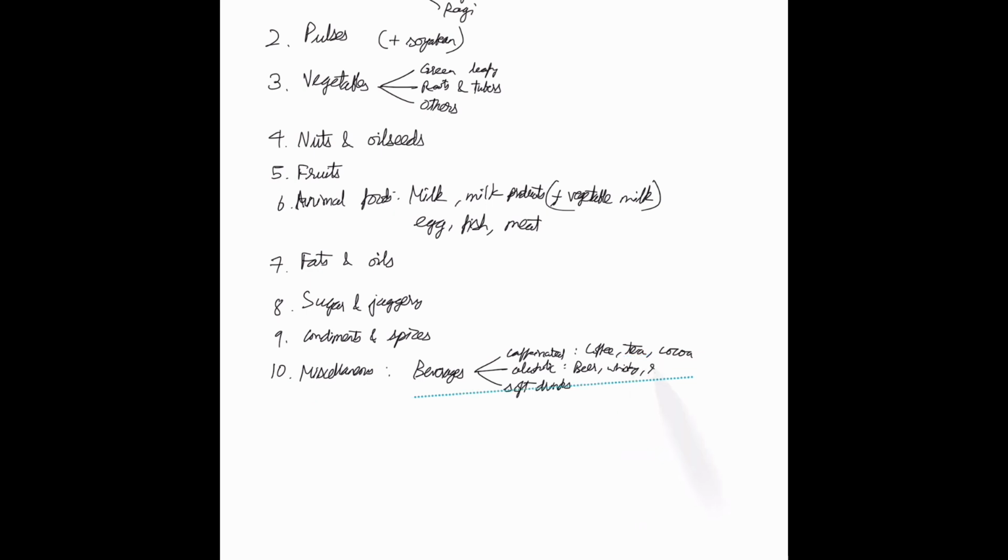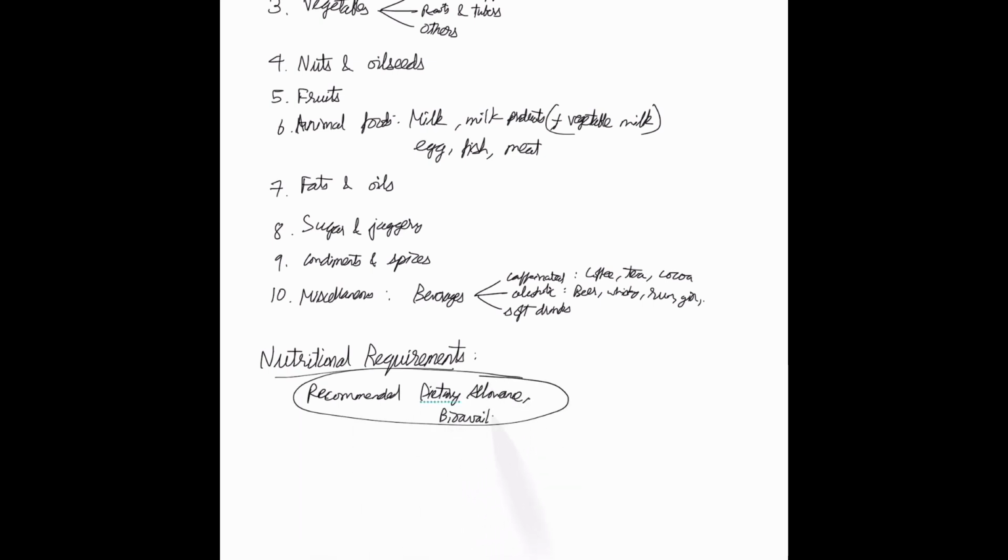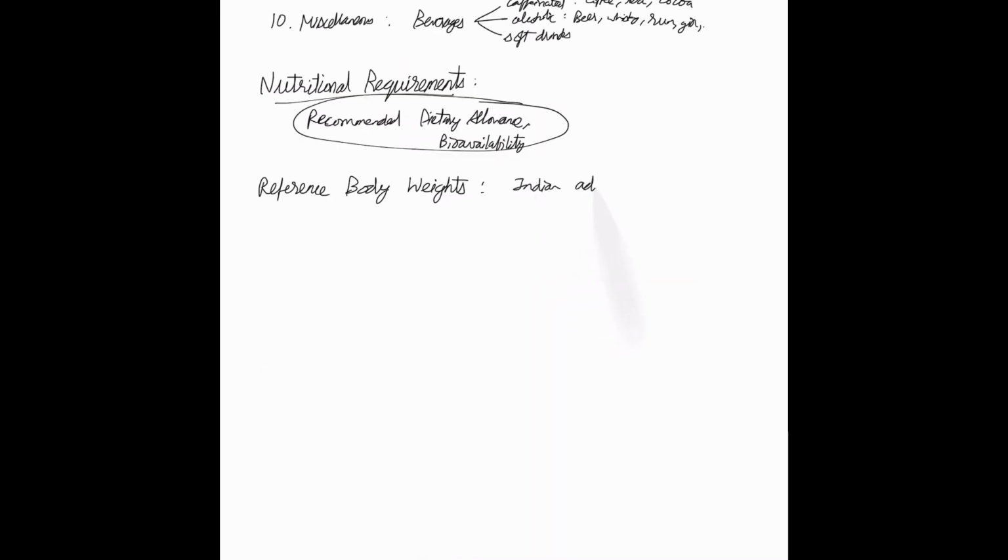It's not possible to remember the exact nutritional profile of each, so I would suggest remembering the protein and calorie profile of rice, vegetables, fruits, milk, fish, meat, fats and oils, sugar. That's all. We then move on to discuss nutritional requirements and what are recommended dietary allowance and what is bioavailability. And then we also discuss the reference body weights.